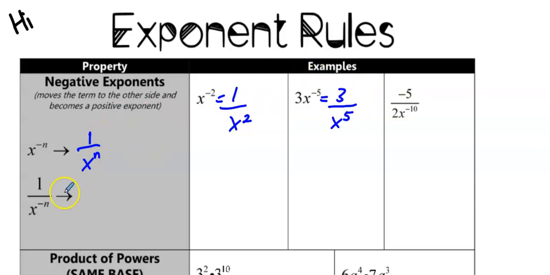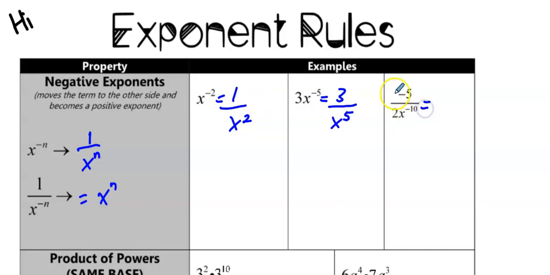Okay? If the negative exponent is in the denominator, it will change its attitude by moving to the numerator. So 1 over x to the negative n will become x to the positive n. Okay?